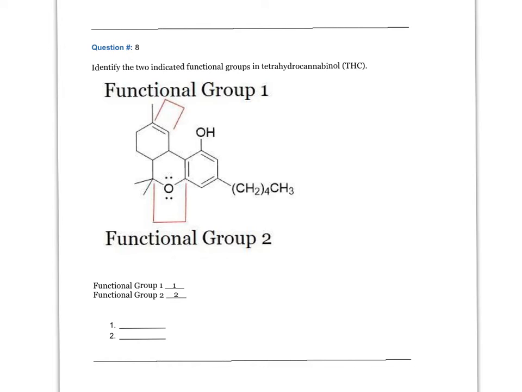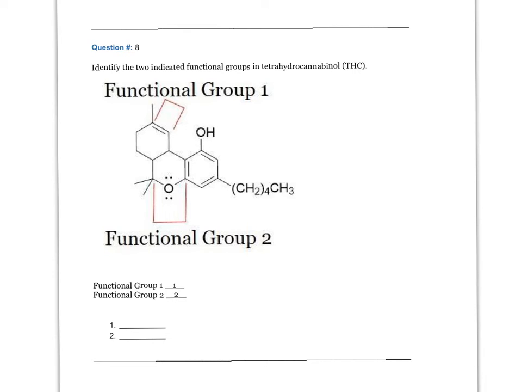Question number 8. Identify the two indicated functional groups in THC. So the functional group here, the functional group here. Those two. Notice there's no choices given here. So you've got to know the functional groups. You have to know them inside and out. Whether the names are given is a courtesy.